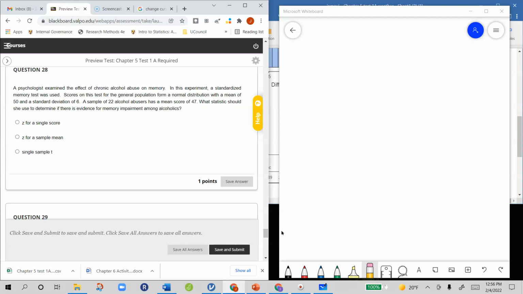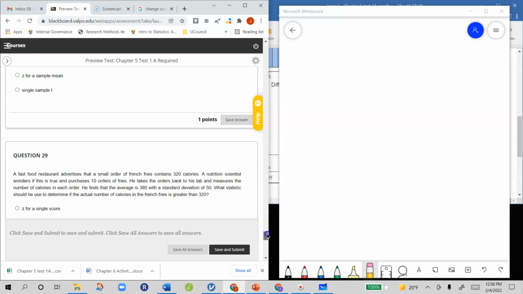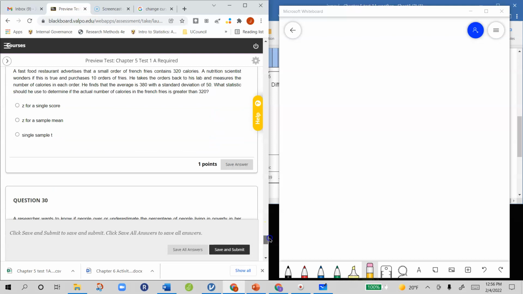So since we have means, right, we're comparing a sample mean to something, it's either going to be the Z for a sample mean or the single sample T. The way we distinguish between them is whether or not we have the population standard deviation. In this case, we do have the population standard deviation, right? It's 6, right? So our population standard deviation of 6 tells us that we should use the Z for a sample mean. All right, moving on to question 29.